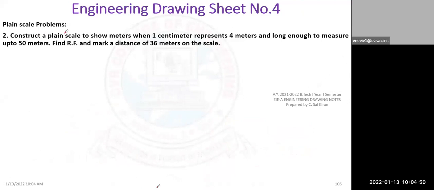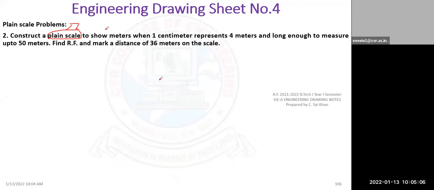This is also a plane scale problem. Construct a plane scale. Whenever I say plane scale, it has two consecutive units. So we have to find what the two consecutive units are, and the last consecutive unit is mainly the least count.